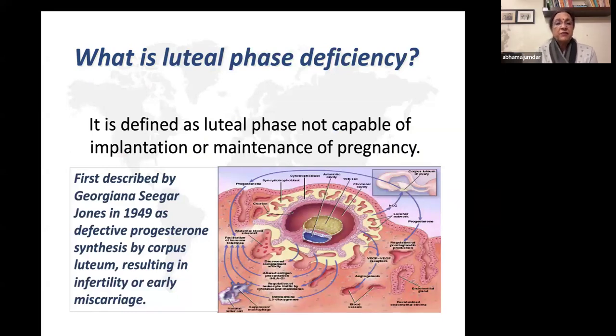So what is luteal phase deficiency? It is defined as luteal phase not capable of implantation or maintenance of pregnancy. This was first described in 1949 by Georgeanna Seegar Jones. Georgeanna Jones is a very, very important name which we all always remember. And she said either there is defective progesterone synthesis by corpus luteum, or the receptor binding is poorer, and hence the progesterone can't work on that, resulting in infertility or early pregnancy miscarriage.